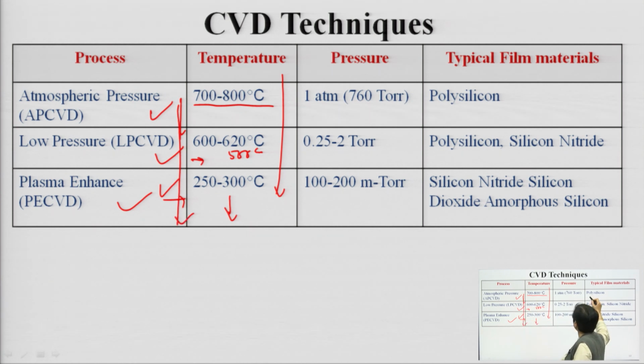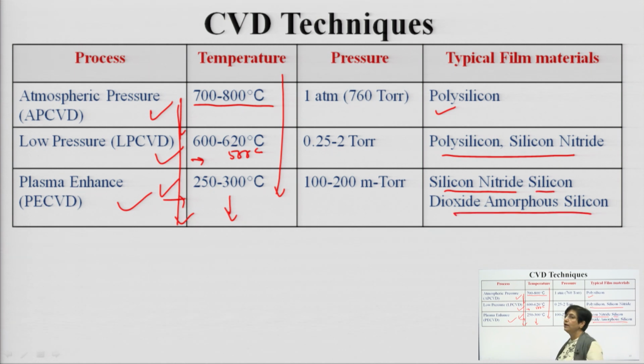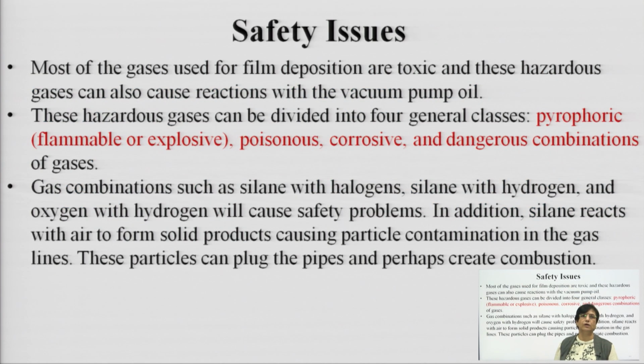Here the typical technique for polycrystalline or polysilicon is being used under APCVD. Polysilicon and silicon nitride are normally deposited using LPCVD, whereas for silicon nitride, silicon dioxide or amorphous silicon, if you want high quality films, if you want layers to be very thin, and if you want the underlying properties to be properly protected, then you go for plasma assisted or plasma enhanced chemical vapor deposition.